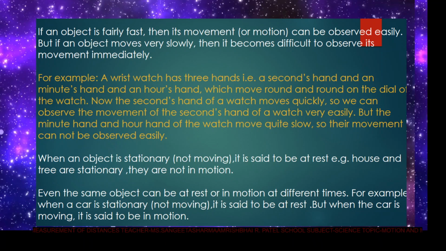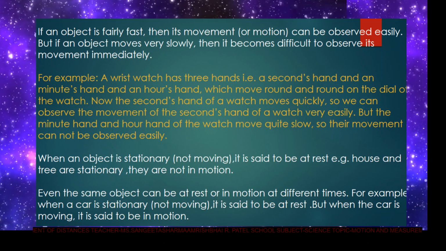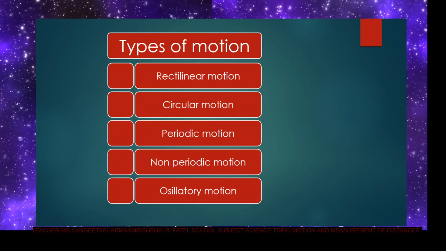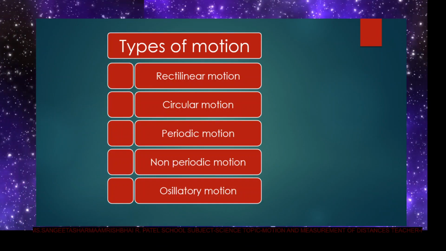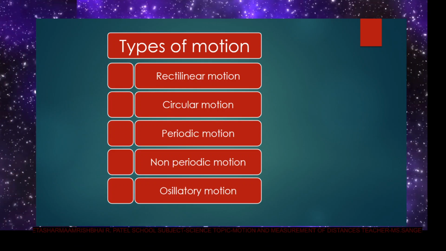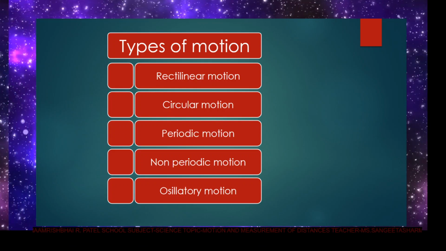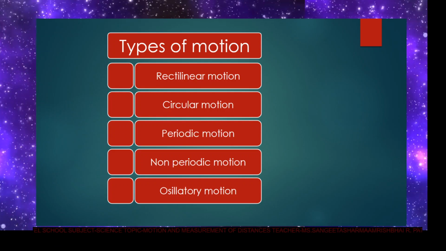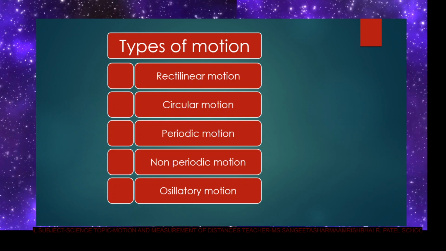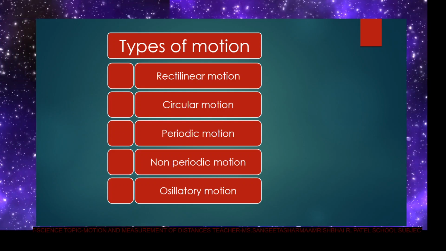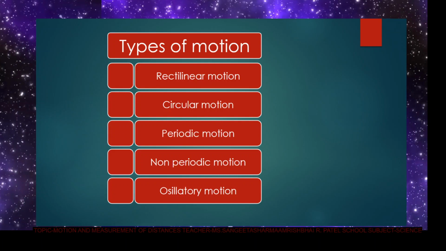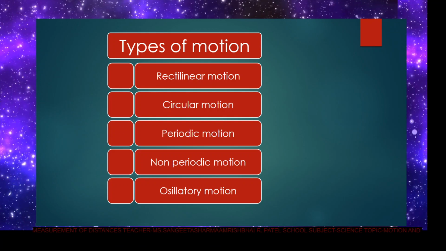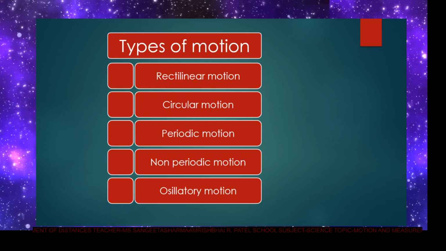Now, we will talk about the next thing, that is types of motion. We understood what motion is: when a body changes its position with time, that is called motion. Now, how can we define which kind of motion it is? So, we have to discuss types of motion. We have five types of motion: rectilinear motion, circular motion, periodic motion, non-periodic motion, and oscillatory motion.